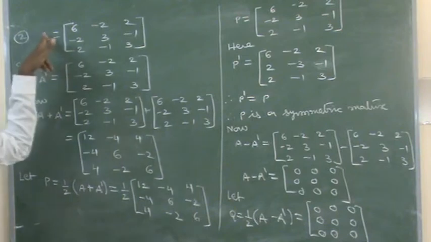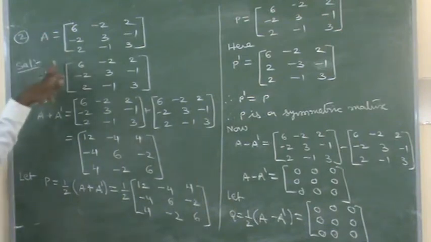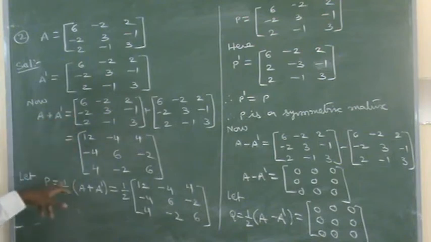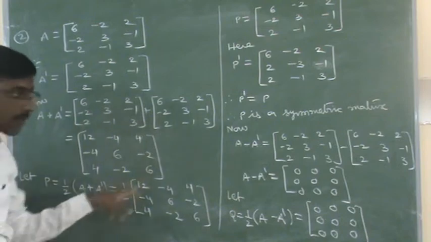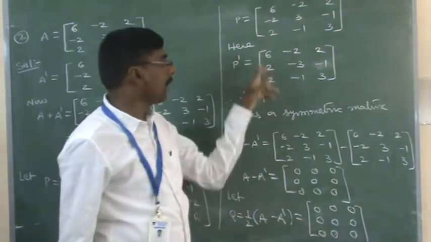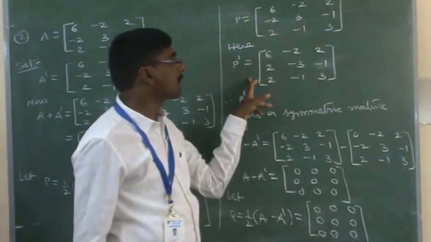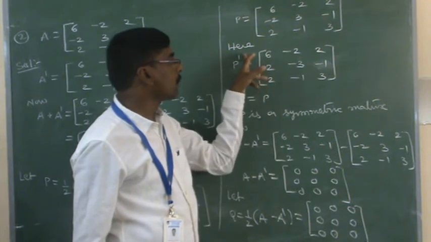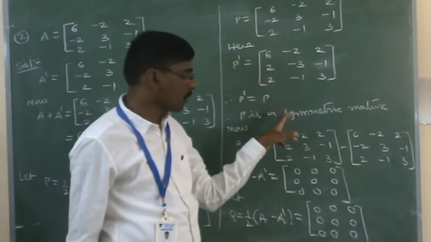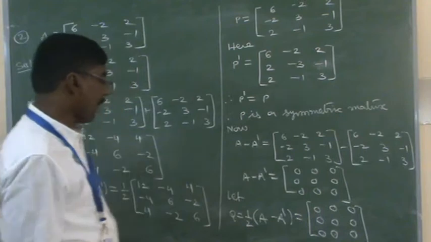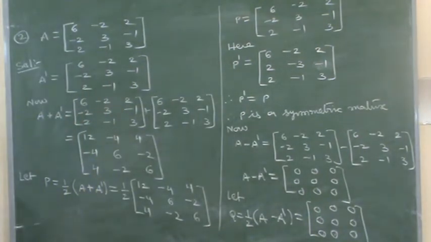This is a 3 by 3 matrix A. Find A transpose. Then A plus A transpose. After that, P can be written as 1 by 2 times A plus A transpose. We will get matrix P. Then find the transpose of P. The answer will come as P. So P is a symmetric matrix. Find matrix Q. Then after finding matrix Q, find the transpose of Q. The transpose of Q also gives the 0 matrix.